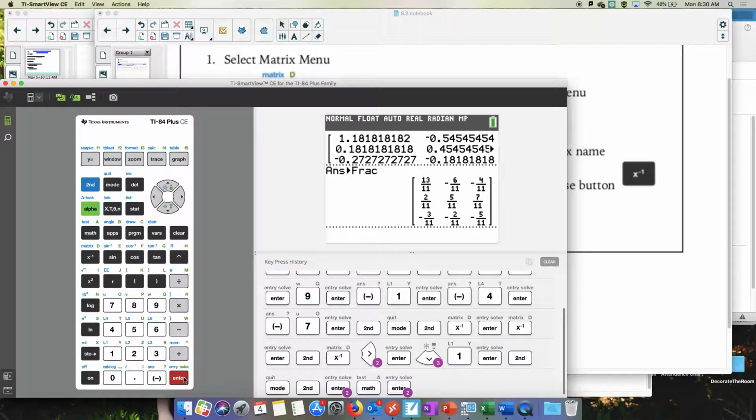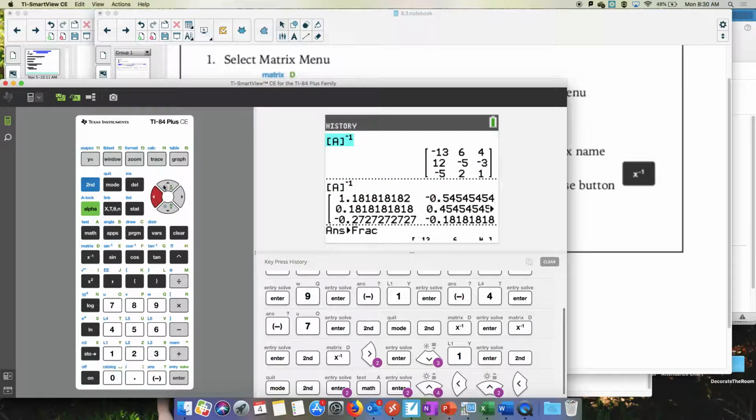I changed an entry, and so I found an inverse of a different one. Okay? That is not the inverse you should have. I changed mine so I can show you that on my calculator. Okay? Your inverse should be the negative 13, 6, 4, 12, negative 5, negative 3, negative 5, 2, 1. So if you haven't already, go ahead and write A inverse on your notes sheet. Yep, this one right here.